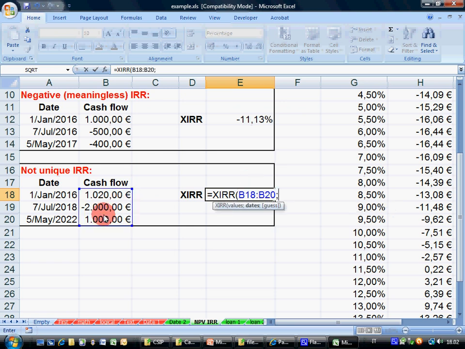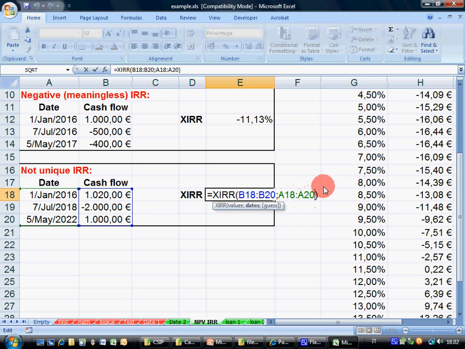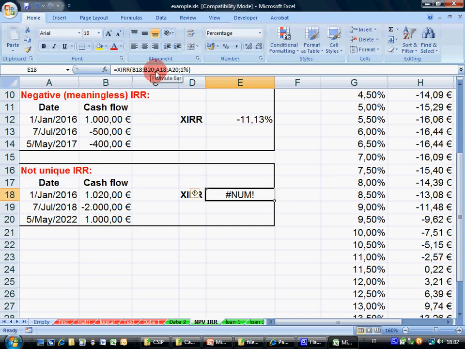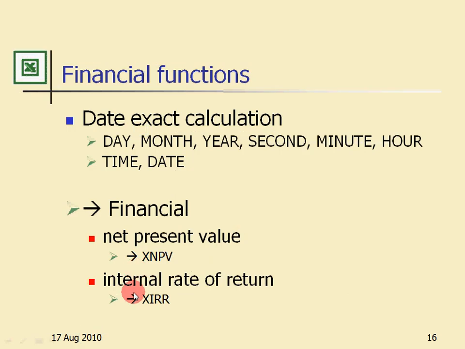Probably he will tell us one of them randomly, usually the lowest one. No, he will give us the num error. Okay, let's see if we give him a hint. I am giving him a hint, 1%. No, again the num error. So Excel, in cases like this, gives you an error. Okay. Sometimes he does not realize there are two internal rates of return and gives you just one, but if he realizes, he will give you an error. So net present value and internal rate of return are two very easy financial functions that will help you a lot building complex formulas, especially internal rate of return.